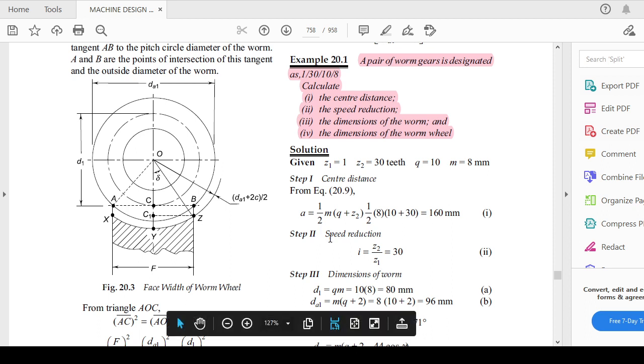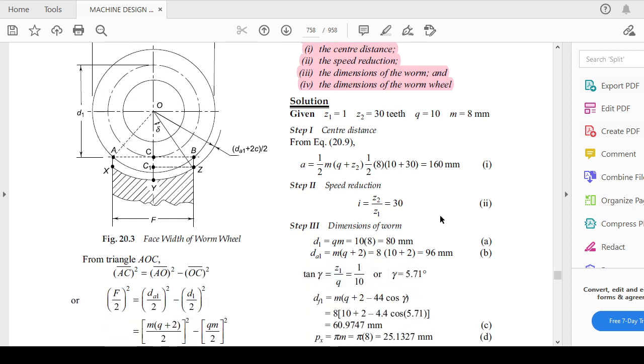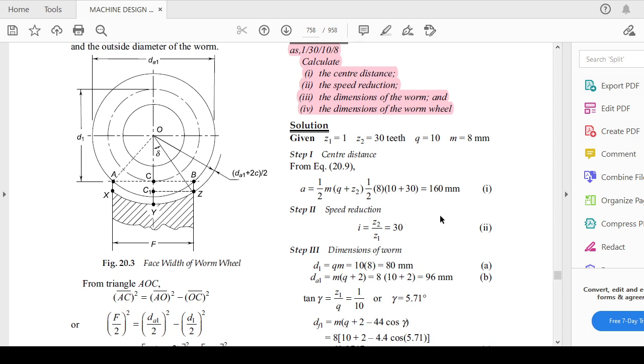Then the speed reduction, which is z2 by z1. You can simply take the ratio of these two values. Since z1 is given as 1 and z2 is given as 30, it will be 30 by 1. So the speed reduction is 30.